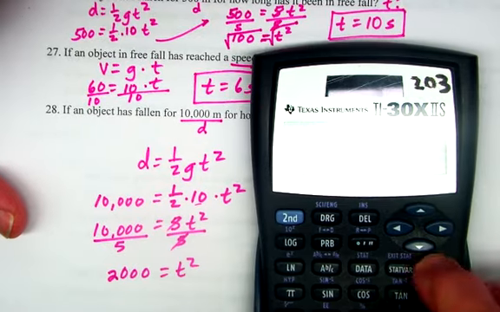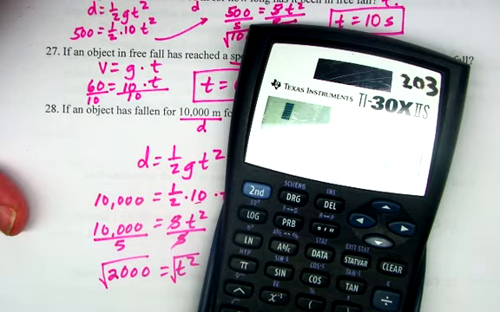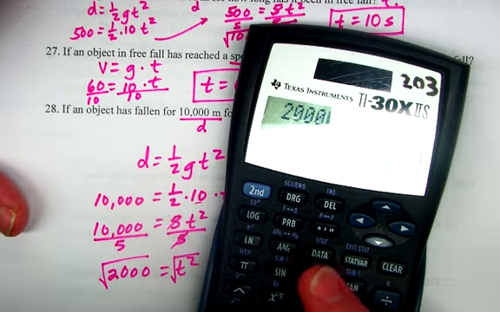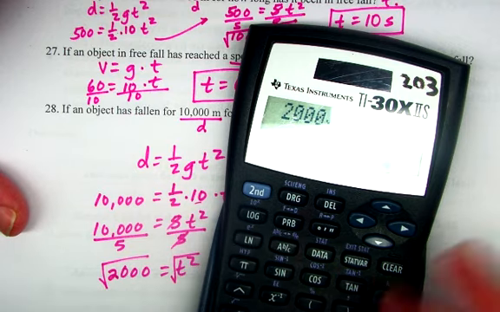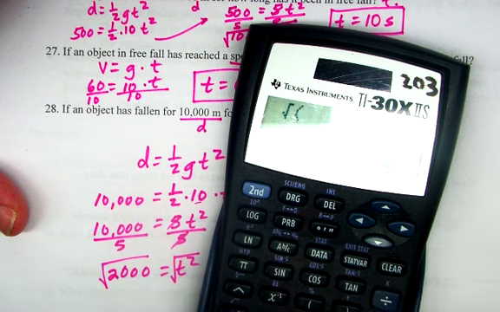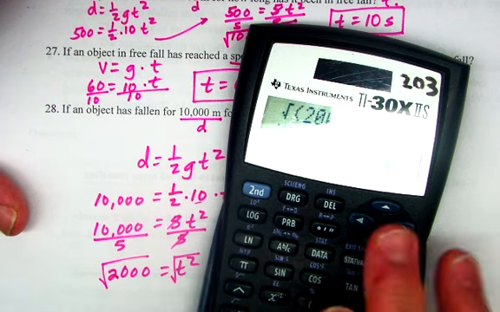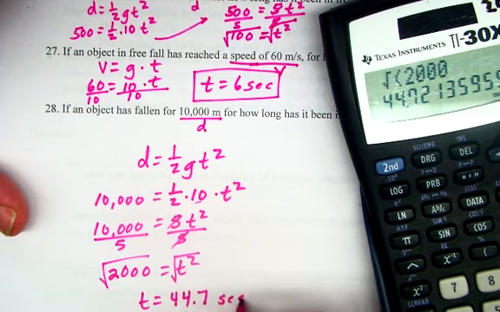Then what I have to do is take the square root of both sides. So if I take 2,000 and take the square root of it, whoops, I did that wrong. With this calculator, I go second function, square root, take 2,000, and I end up getting 44.7. So the time, it would fall for about 44.7 seconds if I drop it from 10,000 meters.